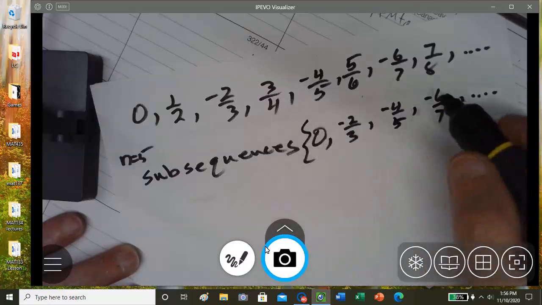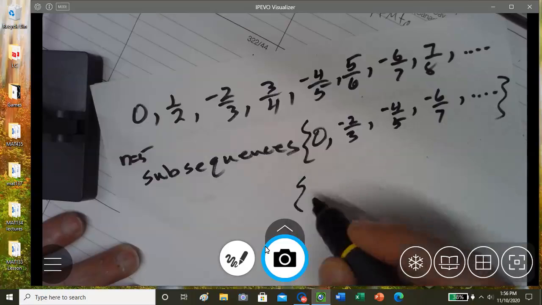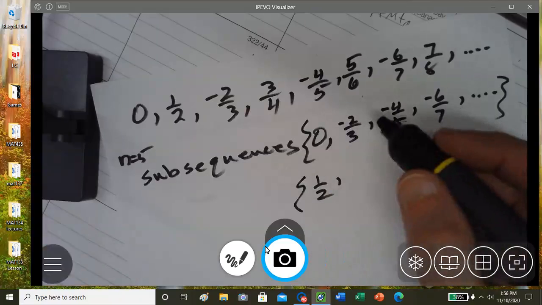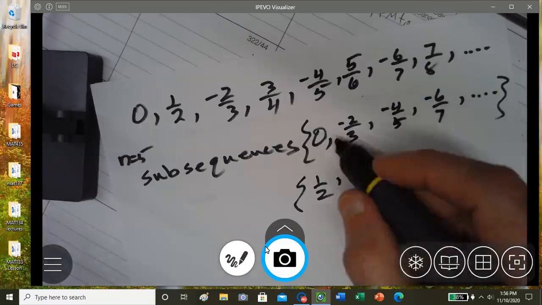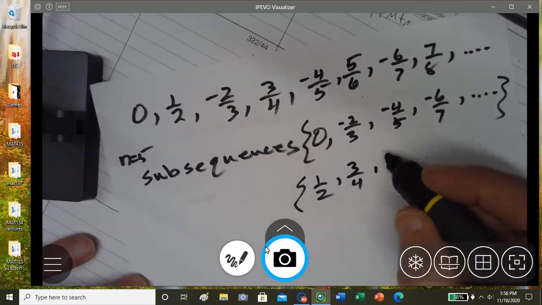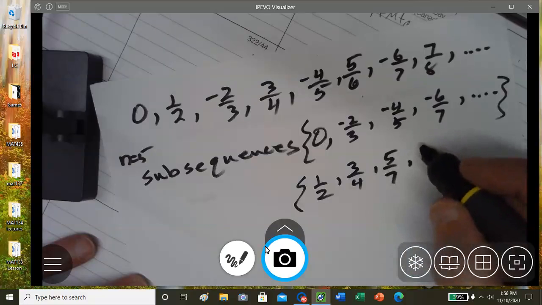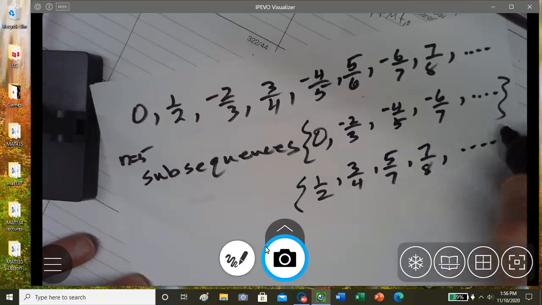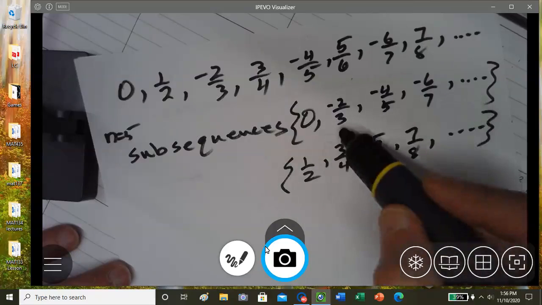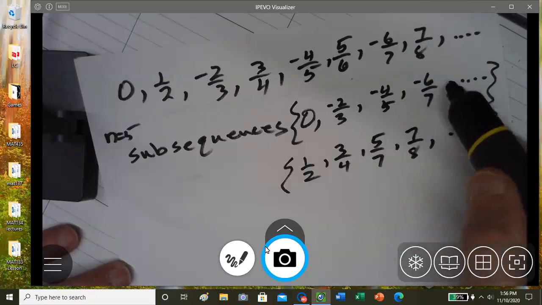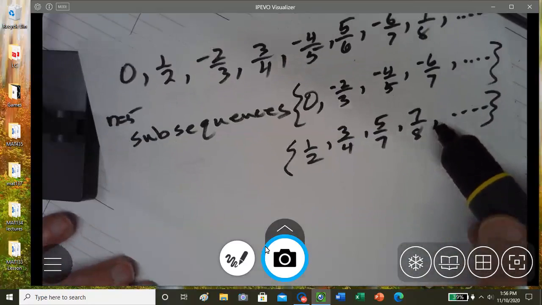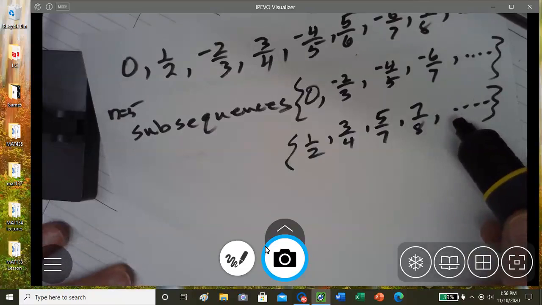And then the other subsequence would be positive numbers, such as 1/2. Of course, 0 is neither positive nor negative, but we put 0 in with the negatives. 1/2, 3/4, 5/6, 7/8, and so on. That continues on. Now, the subsequences, we notice that they're converging. This subsequence, the negative numbers, is converging to -1. That subsequence, the positive numbers, is converging to +1.